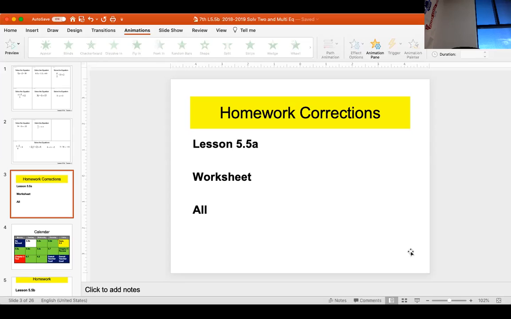What we get, -18/10, which will reduce to -9/5. All right, you got that one wrong.